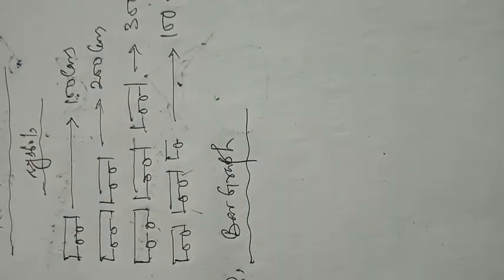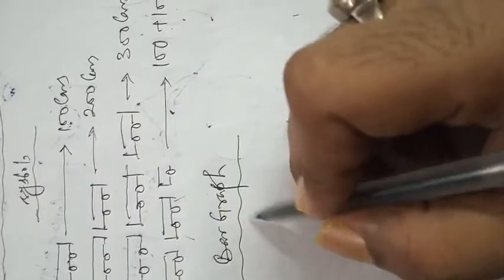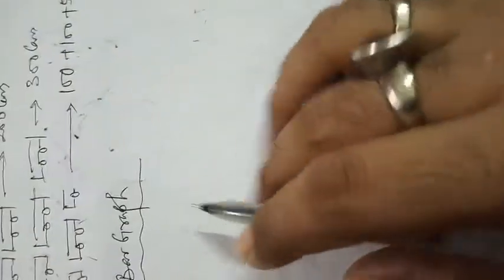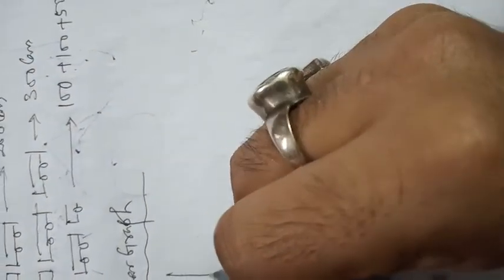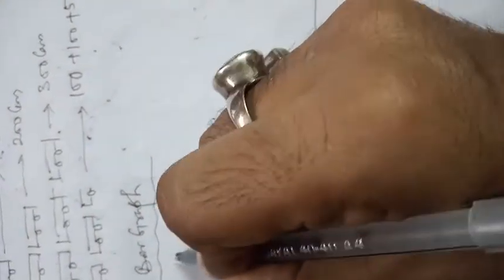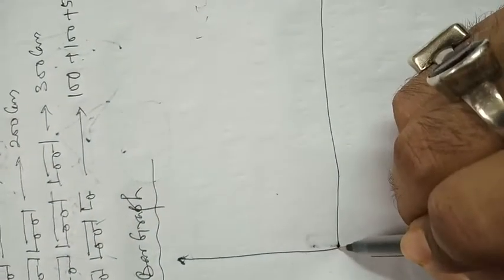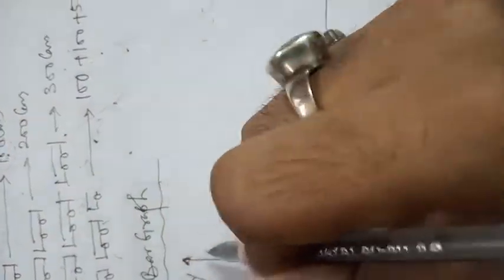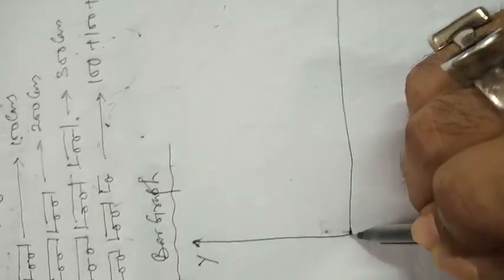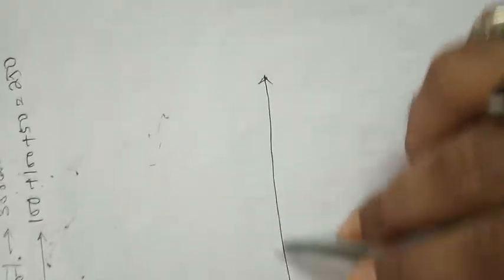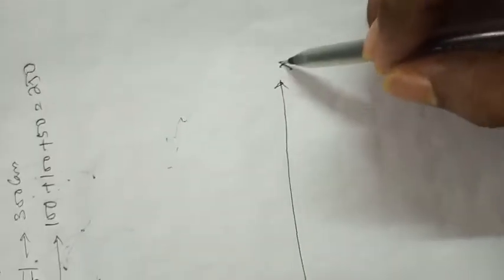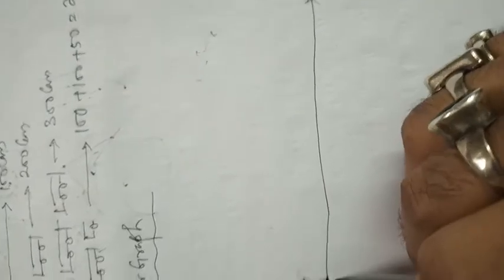So students, we'll discuss the bar graph. In a bar graph we basically use some bars, but for making a bar graph we have to make two dimensions. One is perpendicular, that we say the y-axis, a perpendicular line, and a horizontal line. The horizontal line is the x-axis and the perpendicular line is the y-axis.